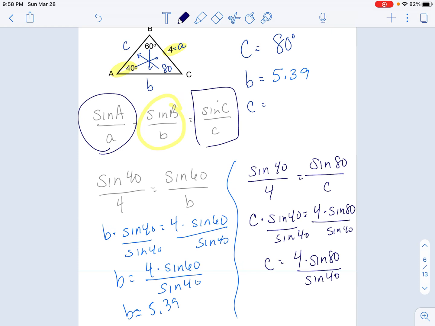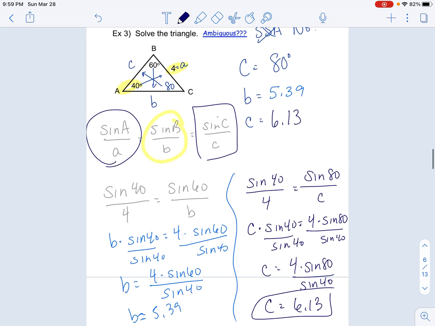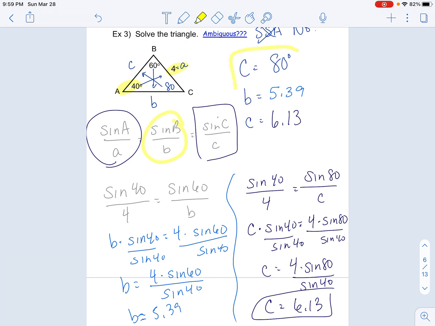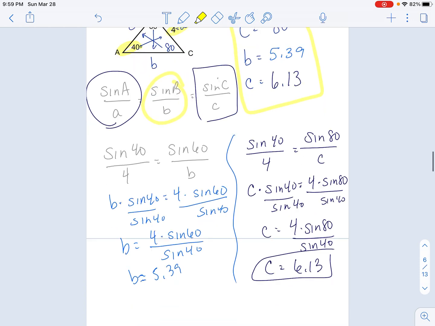All right, so I go to my calculator and I do 4 times sine of 80. Either hit enter or close the parentheses and then divide by sine of 40. So that gives me side C is equal to 6.13. So side C is 6.13. So now I have found all my missing parts and I have solved that triangle.